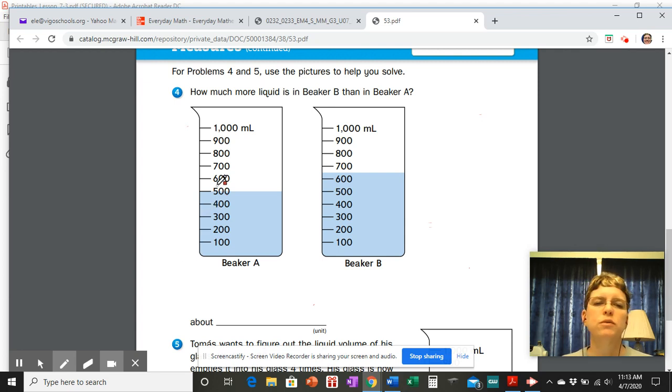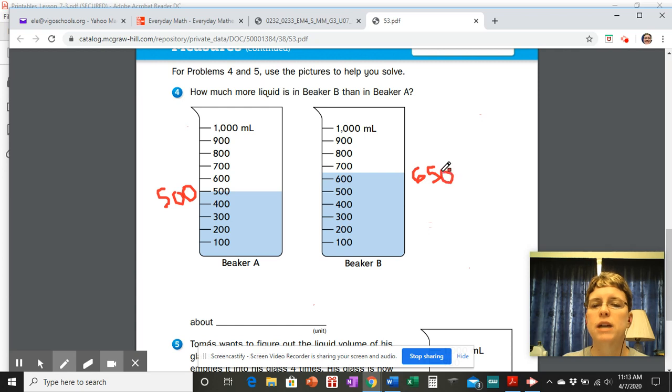So number 4 and 5, it says how much more liquid is in beaker B than in beaker A. So first let's figure out what we have in beaker A. So you can see that the line of liquid is equal to the 500. So I'm going to write 500 out to the side. It makes it easier to remember. Then we're going to look at beaker B, and beaker B looks like it's about halfway between the 600 and the 700, which would actually make it 650.